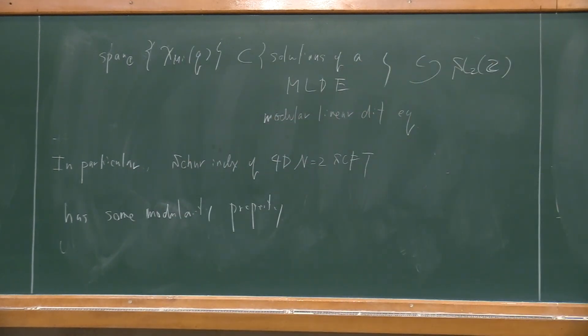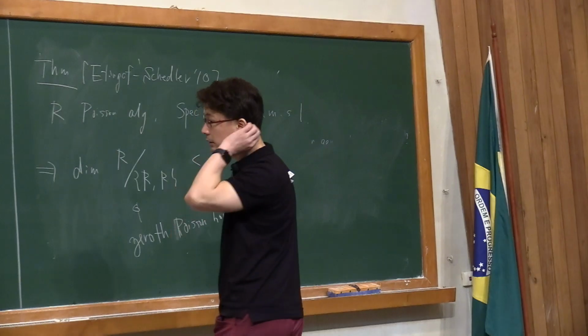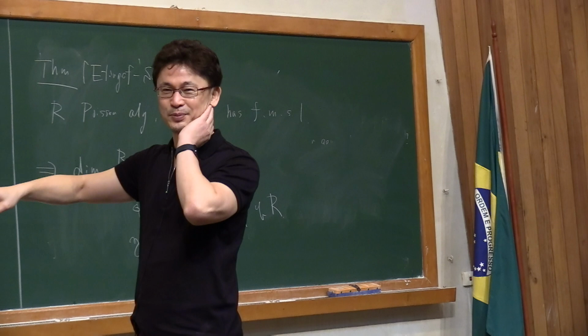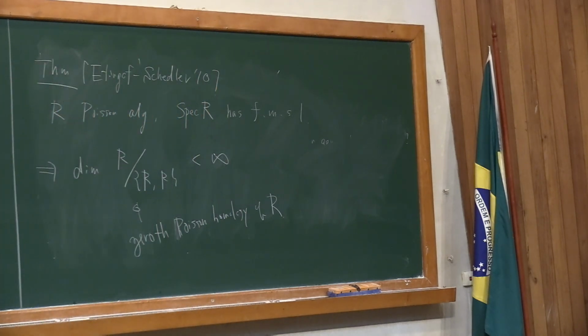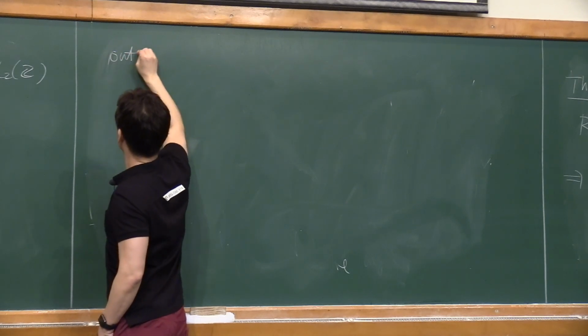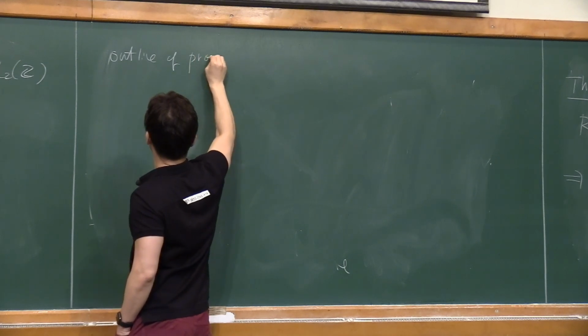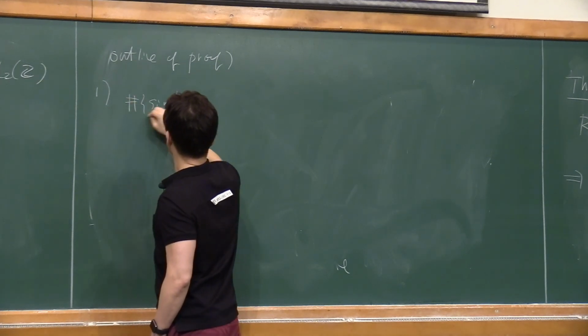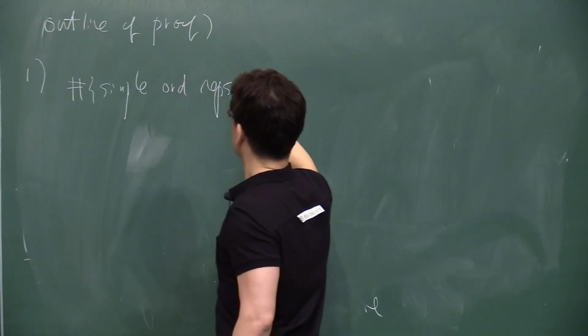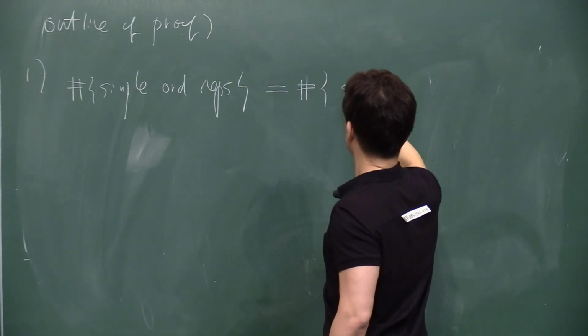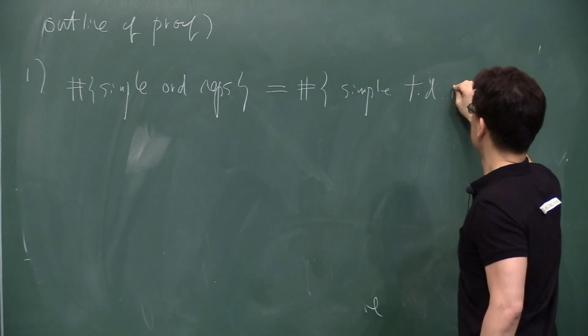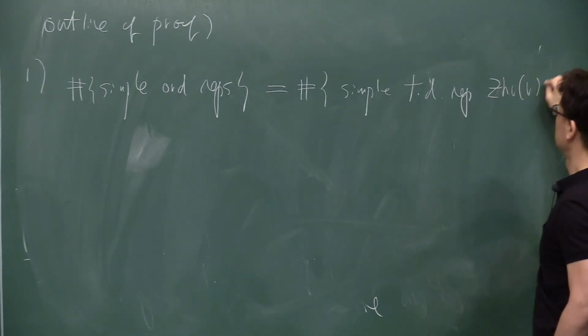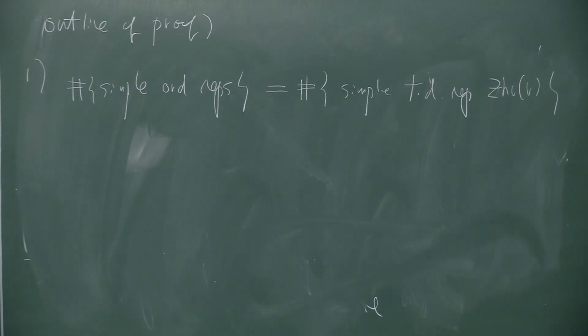So maybe I should explain how we use this result of Etingof and Schedler, which I think I already explained just now, but maybe I should explain it first. So, outline of proof. The number of simple ordinary representations is the same as the number of simple finite dimensional representations of Zhu's algebra by Zhu's correspondence. Zhu's correspondence gives a one-to-one correspondence between simple positive energy representations and simple Zhu(V) modules.